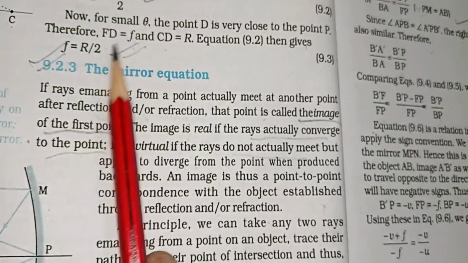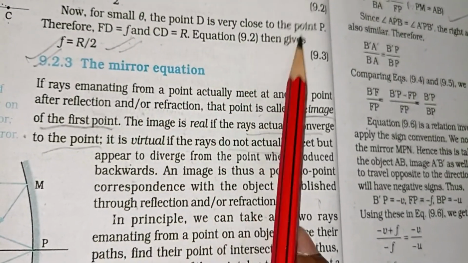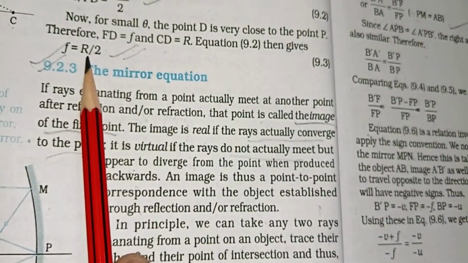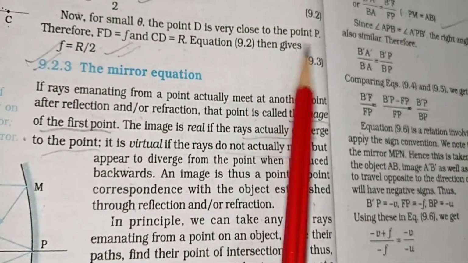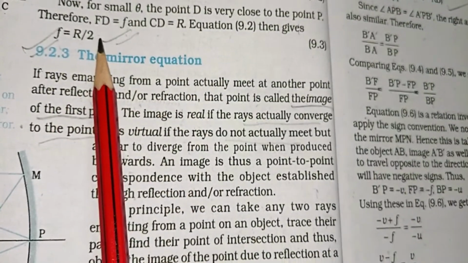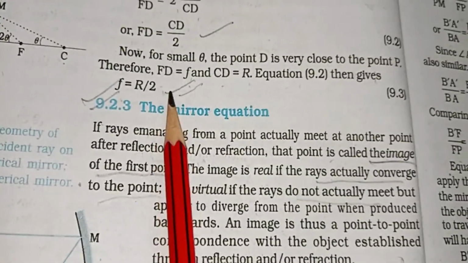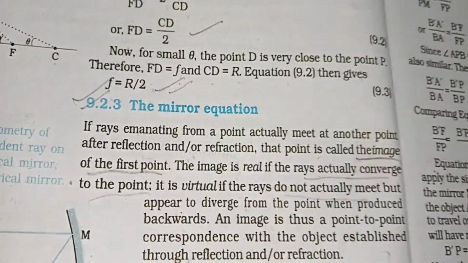Now for a small theta, the point D is very close to the point P. Therefore FD is equal to f and CD is equal to R. And in equation 9.2, f is equal to R upon 2.